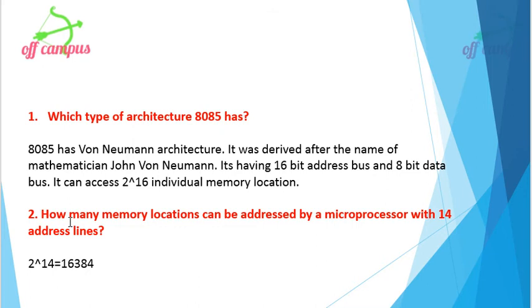Then question number 2, how many memory locations can be addressed by a microprocessor with 14 address lines? As we saw earlier, the number of memory locations is calculated as 2 power the given number of address lines. So 2 power 14 is equal to 16384 memory locations for 14 address lines.